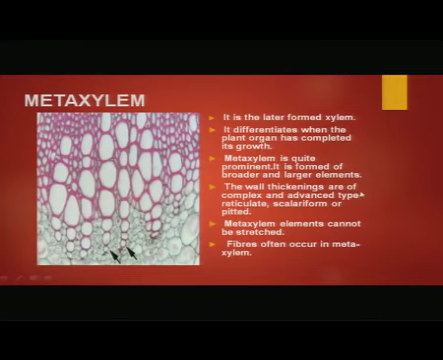The wall thickenings also are very complex and they are of advanced type. They are reticulate, scleriform or pitted. Metaxylem elements cannot be stretched. Obviously, they have been formed after the growth has been completed. So, they cannot be stretched much. Fibers often occur in metaxylem because this is fully formed xylem and it provides mechanical strength also. So, fibers are also there.